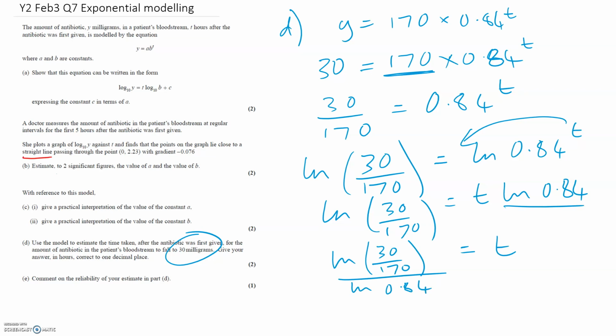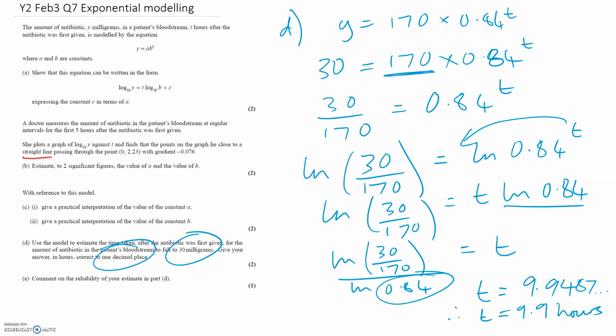It's always a good idea to use the exact value of b that you got rather than 0.84. If you type that into your calculator, you should get 9.94876 something, but it says to round to one decimal place. So I'll just write down 9.9487 and so on. Therefore the time is 9.9 hours to 1 decimal place.